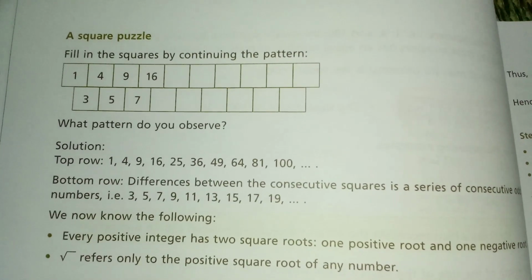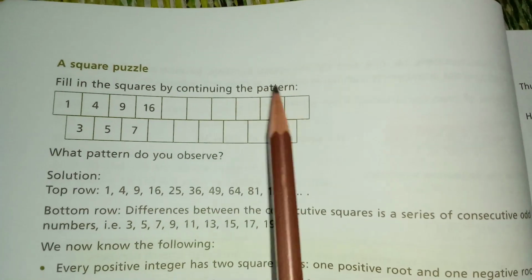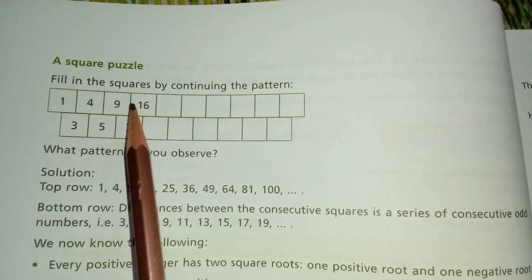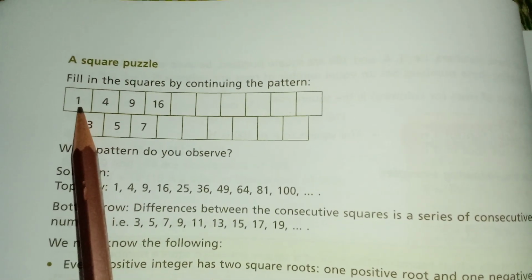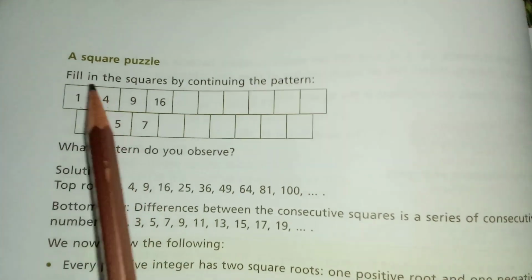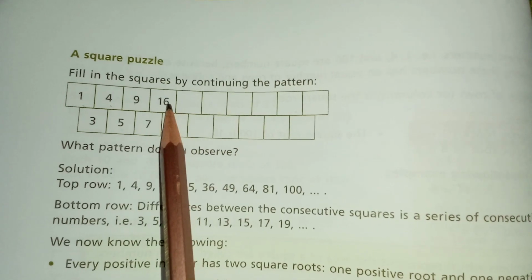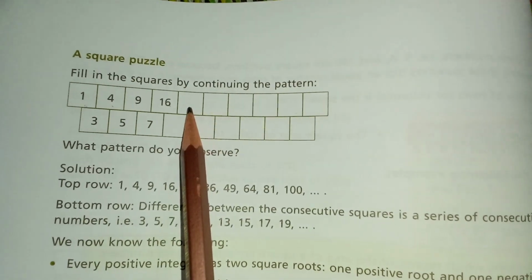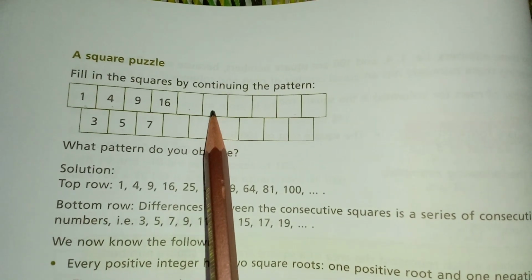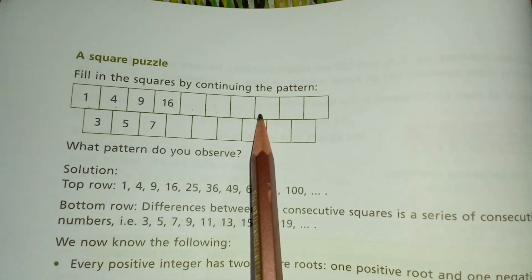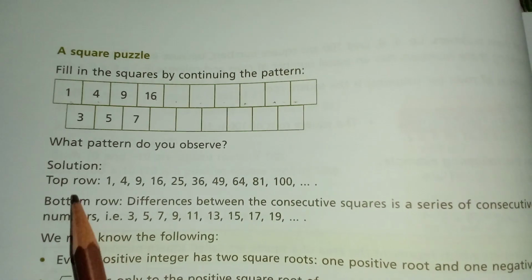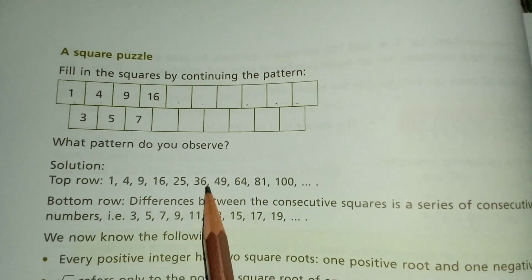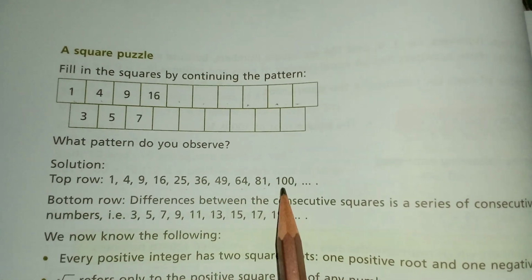Now we have to complete a square puzzle. Fill the squares by continuing the pattern. 1, 4, 9, 16. Now we have to complete this. As you see, 1 is the square of 1, 4 is the square of 2, 9 is the square of 3, 16 is the square of 4. So now 5 squared is 25, 6 squared is 36, 7 squared is 49, 8 squared is 64, 9 squared is 81 and 10 squared is 100. Top row: 1, 4, 9, 16, 25, 36, 49, 64, 81 and 100.